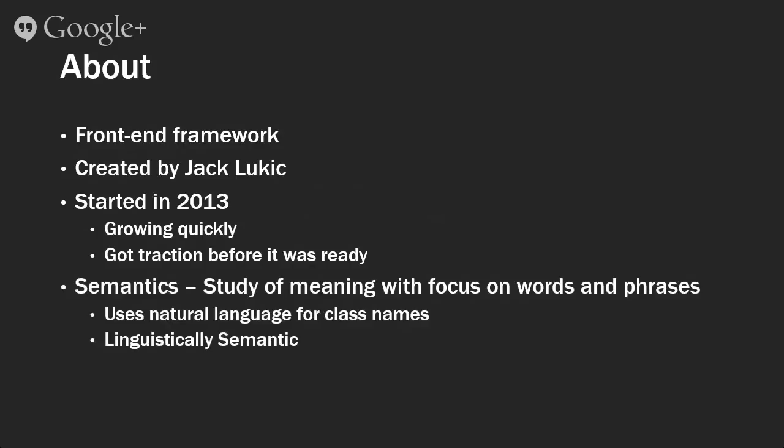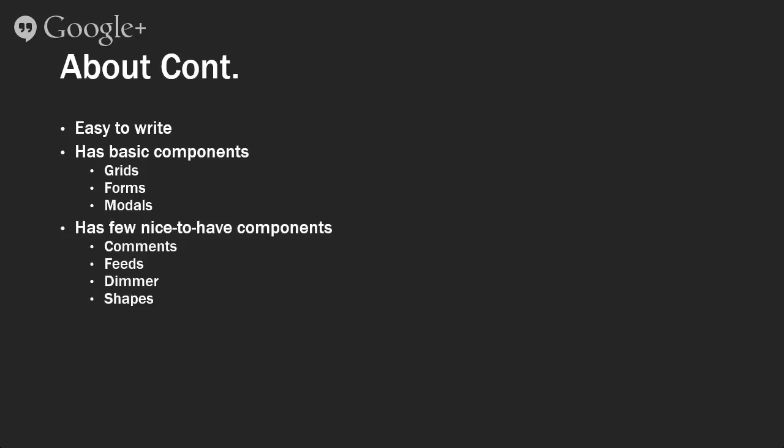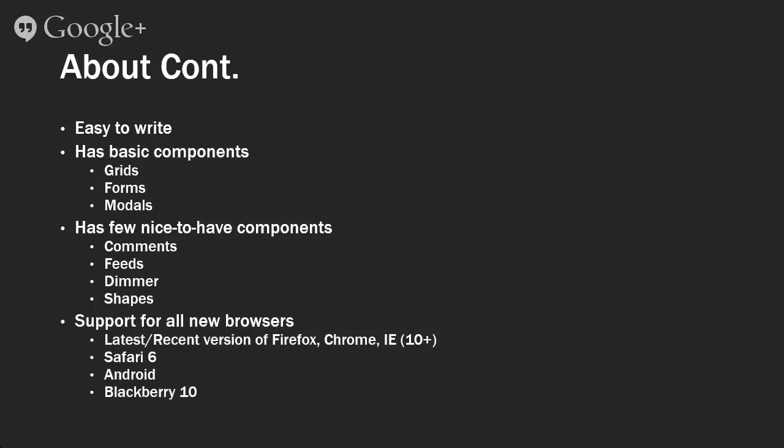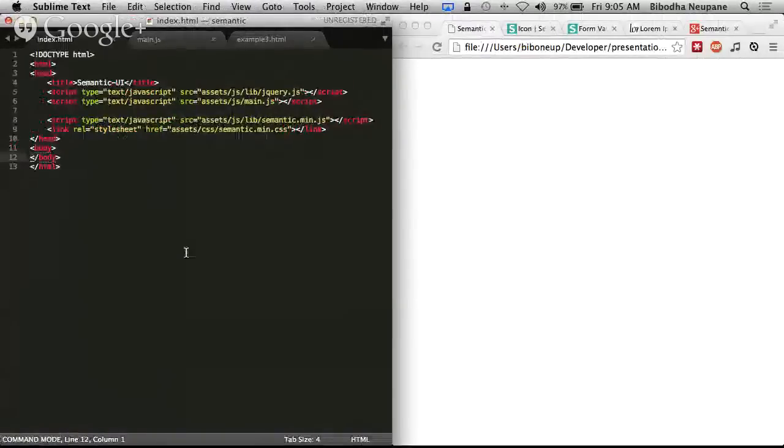So the semantic behind the naming of it is that it uses natural language and it's linguistically semantic, so it's easier to write. And it has all the basic components like grids, forms, modals, all that, and then a few nice-to-have components like comments, feeds, dimmer, and shapes. Support for all the new browsers, so let's just dive right in.